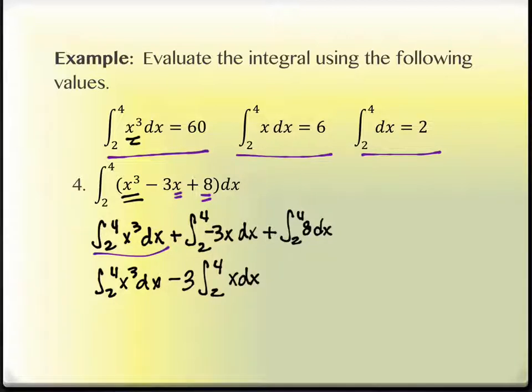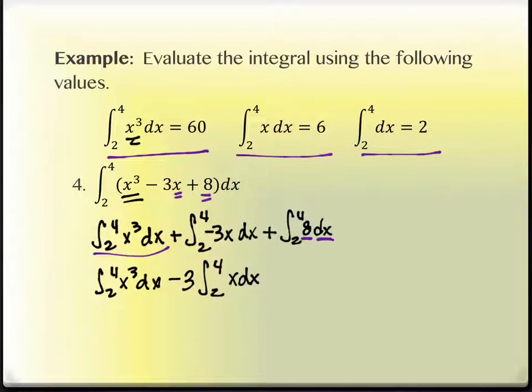Okay? It's okay? That's the same thing. And then Kaylee mentioned there's this one that's got the 8 in front of it, right? Well, this is kind of like multiplication, really. There's an 8 here, and there's a dx here. So just like with the negative 3 that I was able to pull out in front, I'm also able to do the same thing with the 8.